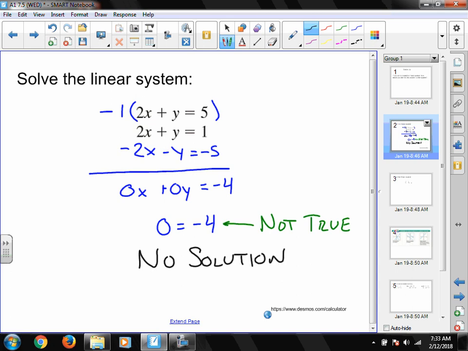If you get a not true statement, that means there's going to be no solution to the linear system, meaning these lines do not cross anywhere. What we're ending up with is parallel lines. If you don't want to write out no solution, remember you can use your no solution sign, just a 0 with a line through it.